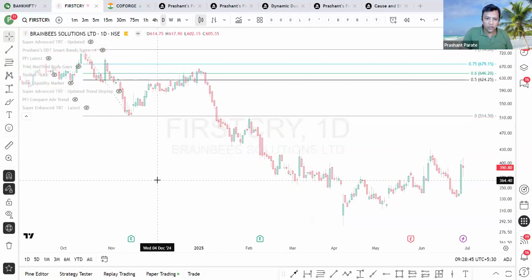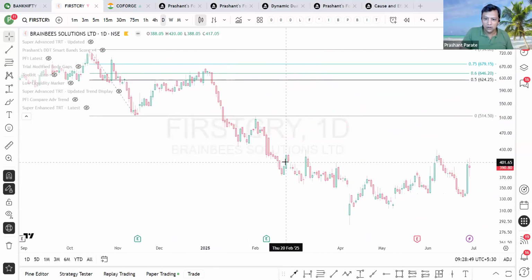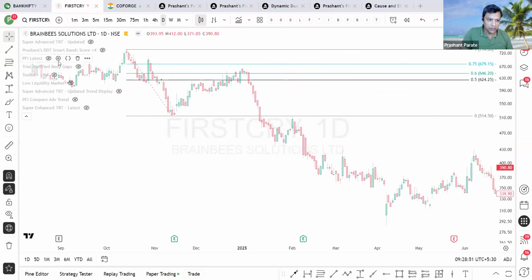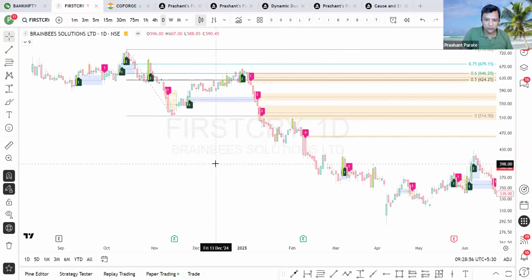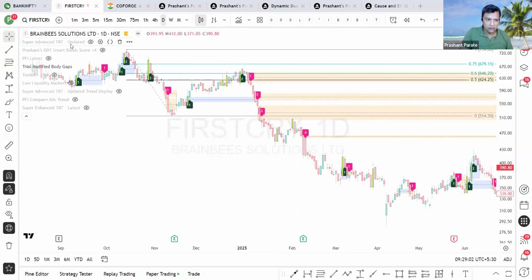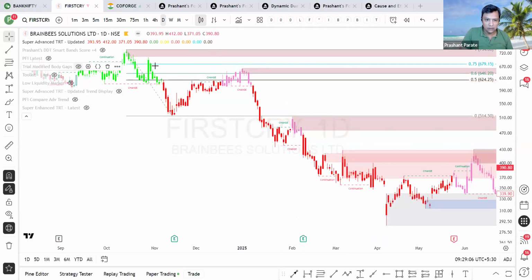Now, what happens when the markets are trending? We don't get opportunities of deep retracement. There will be shallow retracements, and these shallow retracements will be visible like this. And see, here we got a retracement entry, which is not visible with the super advanced TRT. See, there is no retracement entry as per this tool.